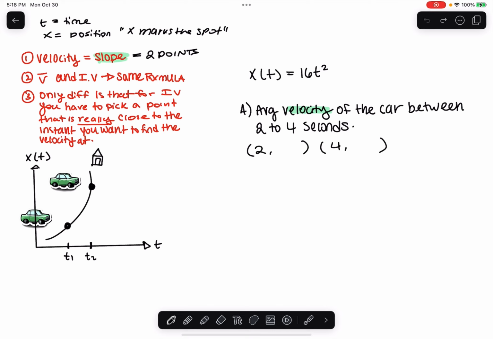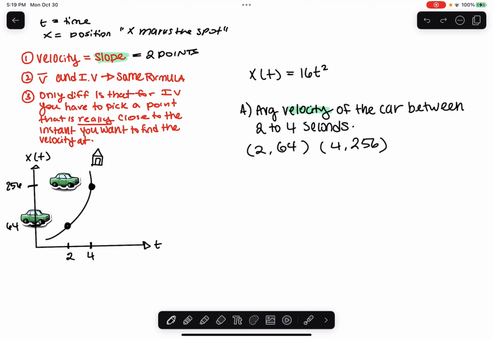We're given the function, so we can just say, okay, the position at time 2 is equal to 16 times 4, that's 64. Now we find the position at time 4, that is 256. So let's go ahead and update our graph. Time 1 is going to be 2 seconds, and time 2 is going to be 4 seconds. At 2 seconds, the position is 64. At 4 seconds, our position is 256. Now we have our 2 points.